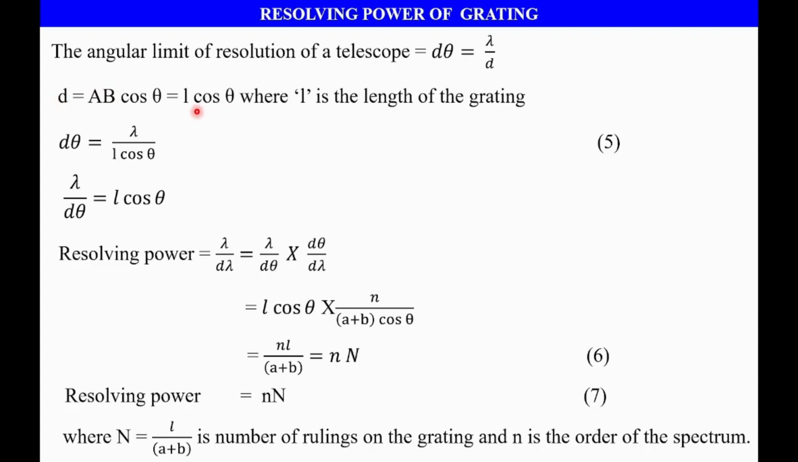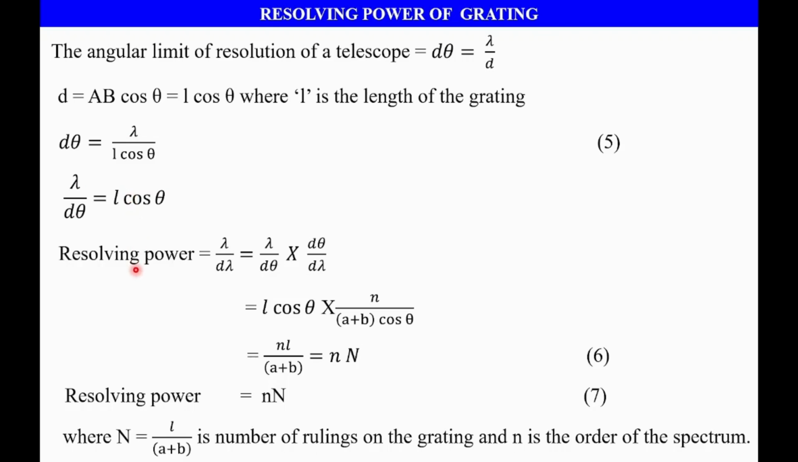So in the place of ab, we are writing L into cos theta. Now write the equation for d theta, that is equal to lambda divided by L cos theta. This is how we got this equation. Substitute the value of d, that is L cos theta, in the above equation. d theta is equal to lambda by d, so d theta is equal to lambda divided by L into cos theta. Now modify this equation as lambda divided by d theta is equal to L cos theta.